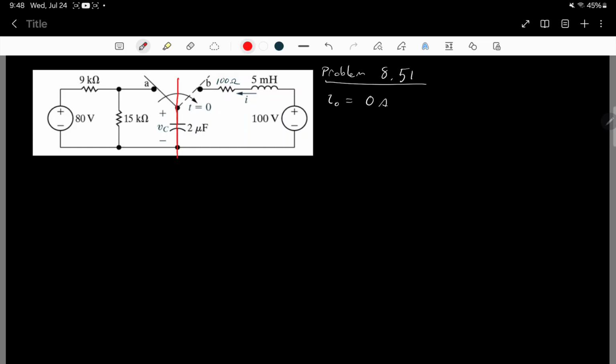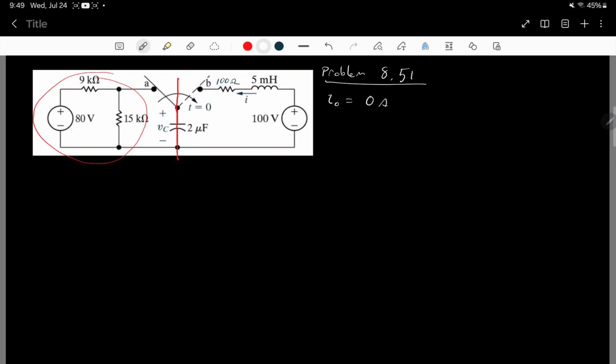when the switch is in position A, and essentially it says that the switch has been closed for a long time, so we can assume that the circuit is operating in the steady state, out of transient time. So the capacitor will be fully charged and there'll be no more current flowing across it, meaning we can look at just this right here to determine the voltage across the capacitor.